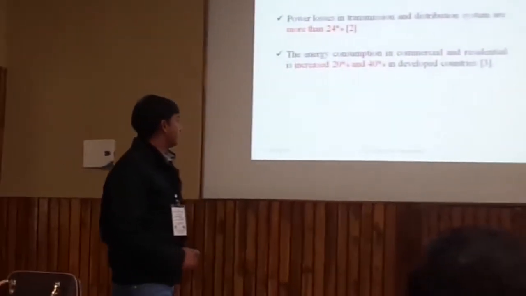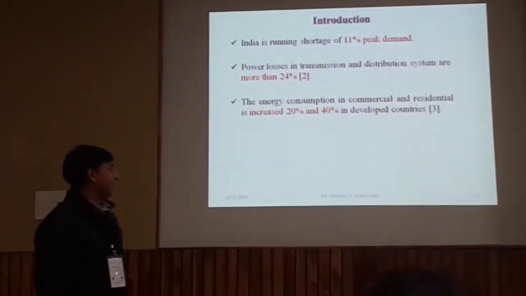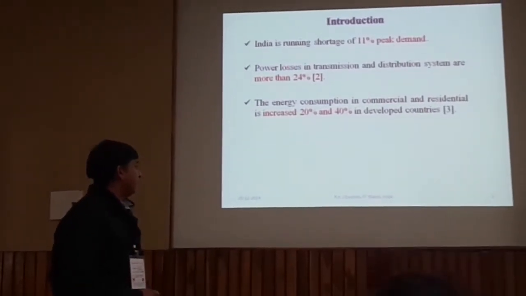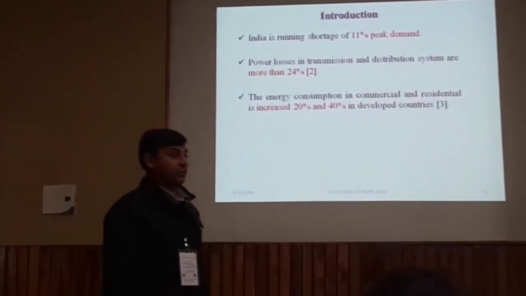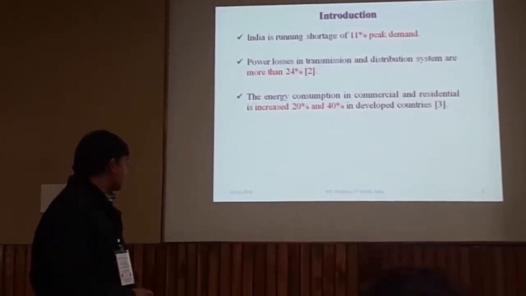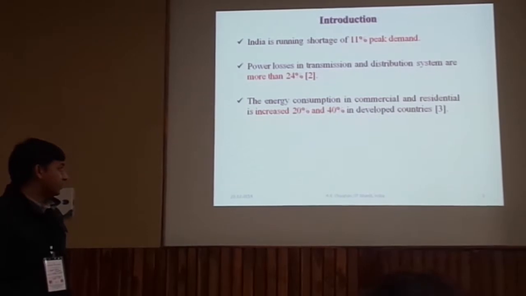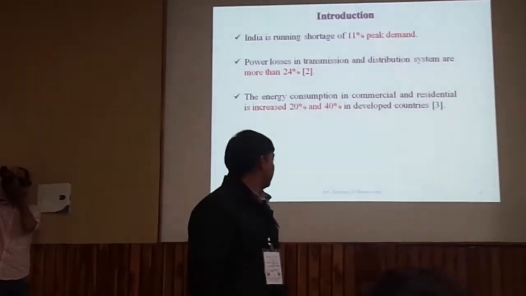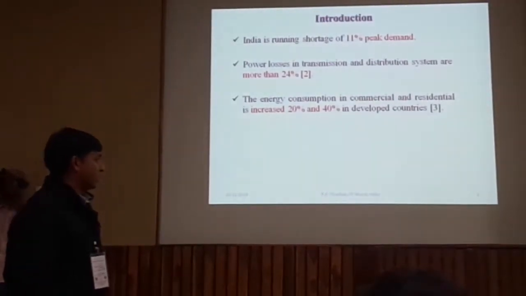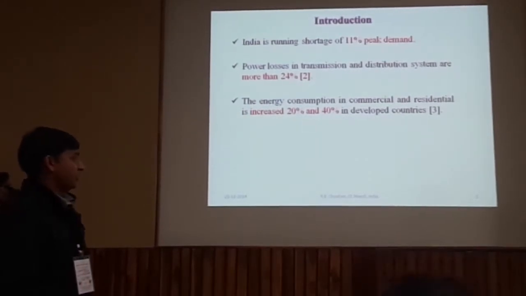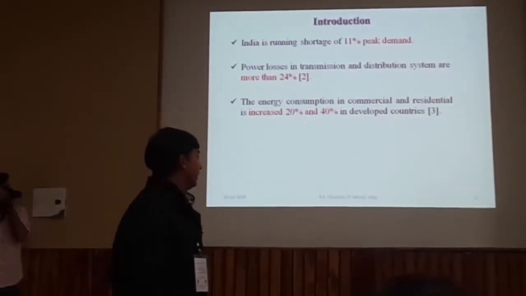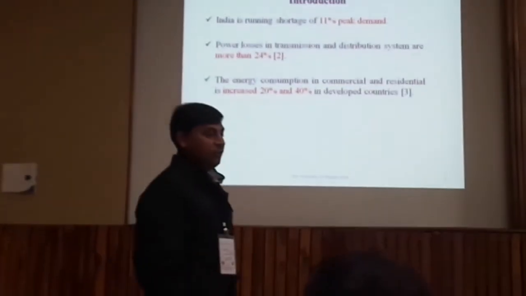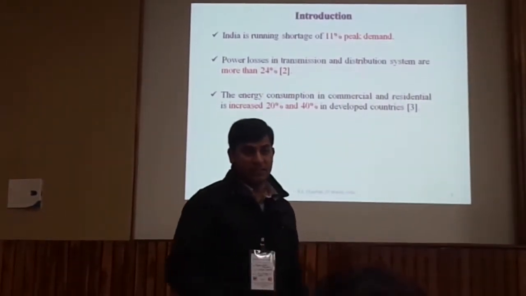So this is the literature. In India, the peak demand shortage is nearby 11% in the present scenario, and the power losses in transmission and distribution systems are more than 24%. If we reduce this, then definitely we can achieve this target without increasing the power generation of the existing systems. Another one is that power consumption in commercial and residential buildings has increased 20 to 40% in developed countries. This demand can be reduced if we use more energy efficient appliances inside the buildings.